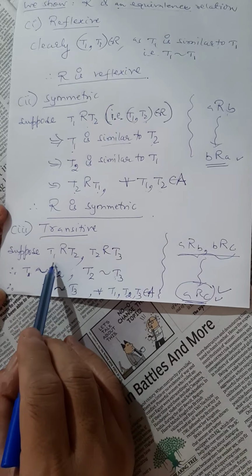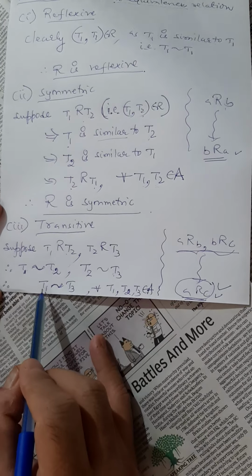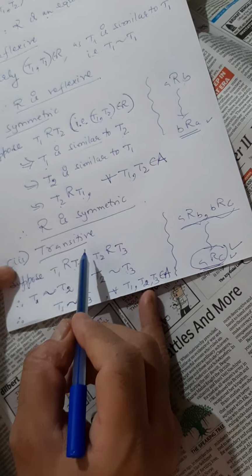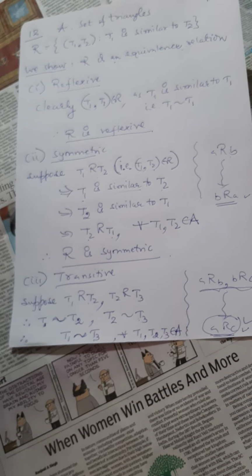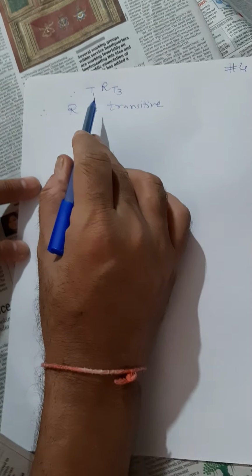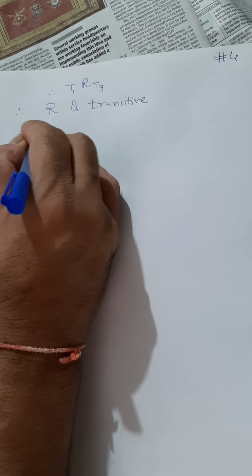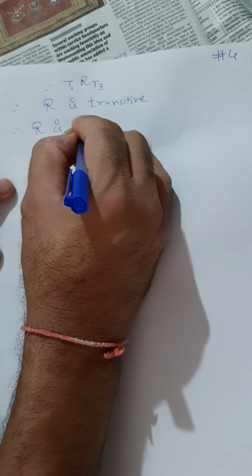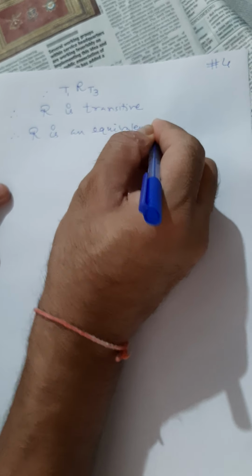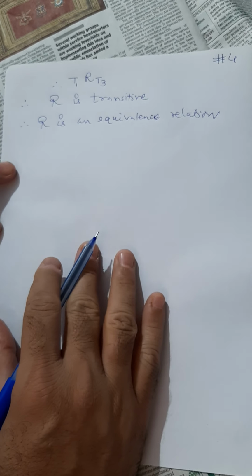So you had started with T1 related to T2, T2 related to T3. Here you have shown that T1 is similar to T3. So therefore T1 is related to T3, and R is transitive, and therefore R is an equivalence relation. R is an equivalence relation because it is reflexive, symmetric and transitive.